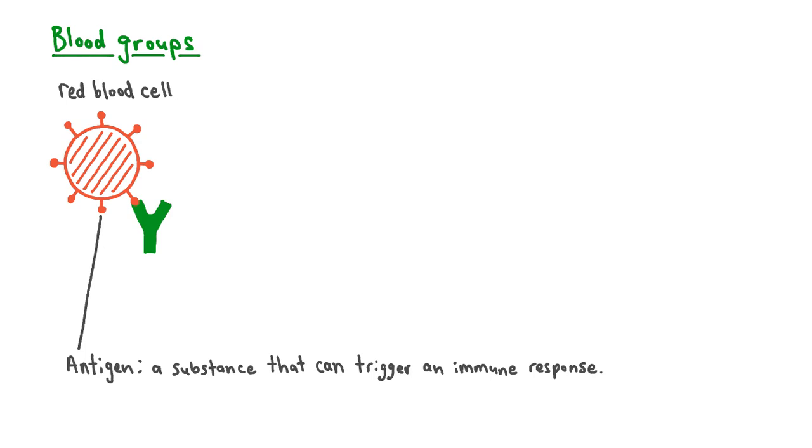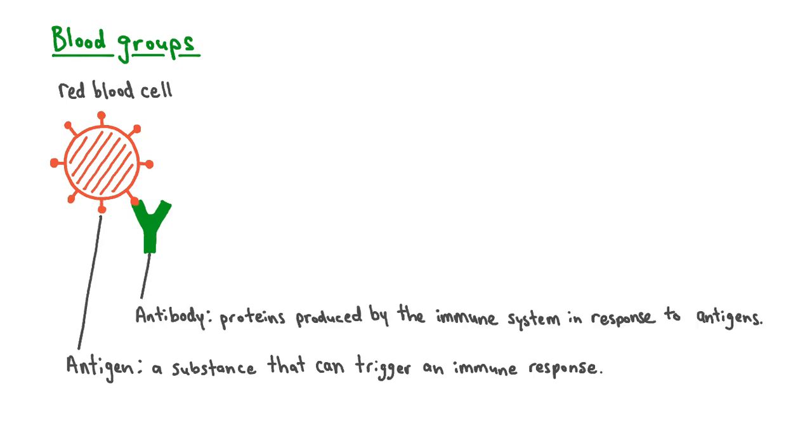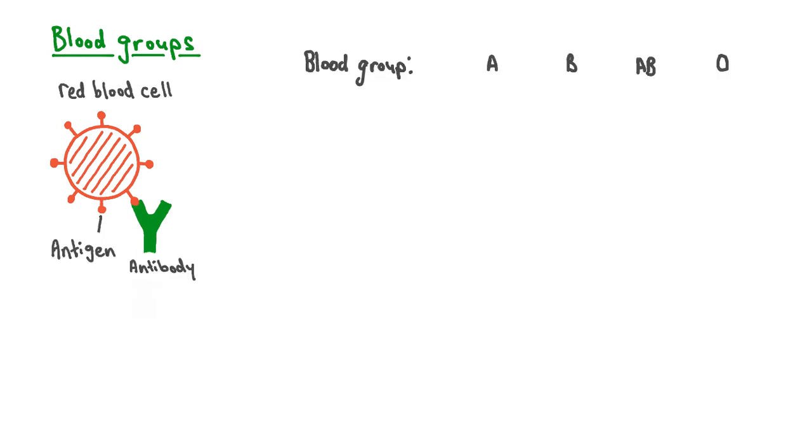Antigens are substances that can cause an immune response in the body. This means that some antigens are recognized as foreign and the body can attack them. One of the ways the body fights antigens is by making special proteins called antibodies. Antibodies are produced by the immune system to attach to one specific type of antigen. This helps the immune system identify and destroy foreign cells or structures. Now let's look at the different blood groups and see what kind of antigens and antibodies we see.